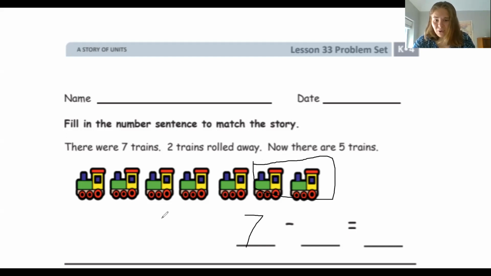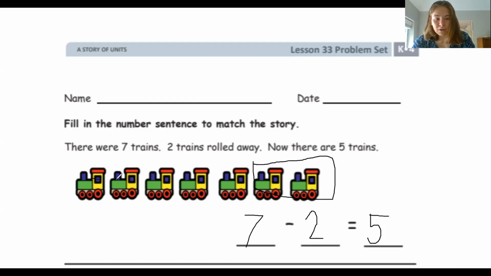7, fabulous. And now I see a minus sign, that means take away. How many trains did we take away? Yep, it says 2 trains rolled away. So 7 minus 2. Now there are 5 trains. So what number should I write here for how many trains are left over? 5. Awesome.